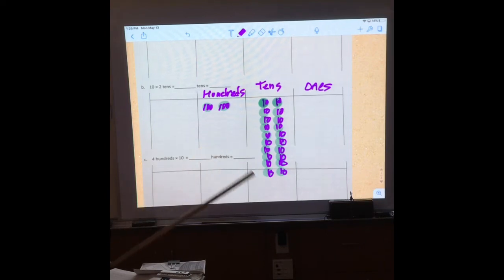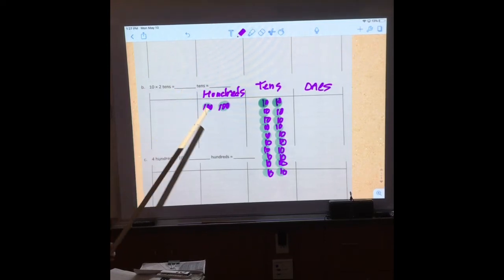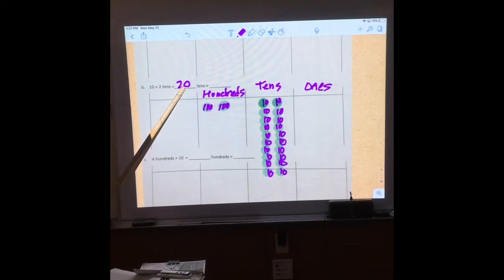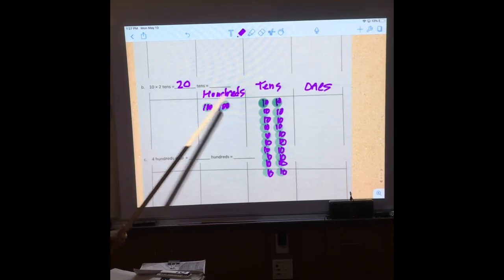If you notice, it's kind of like we have a 2 here and a 0 here and a 0 here. Whoa, that looks like 200 to me. How about you? Nice. So how could we write this out? 10 times 2 tens gives us how many tens? 20 tens, right. 20 tens equals how many hundreds? 200.